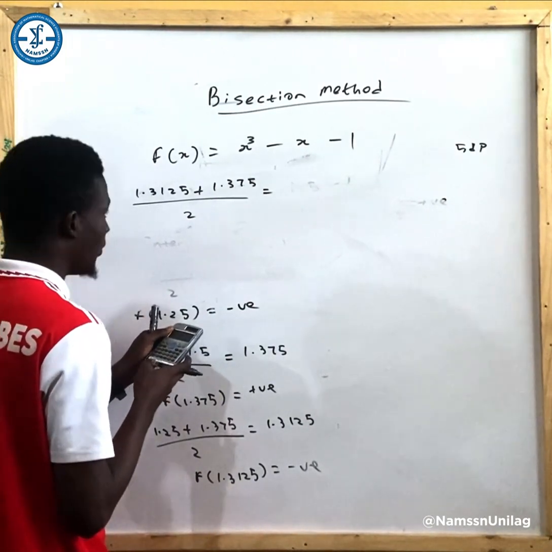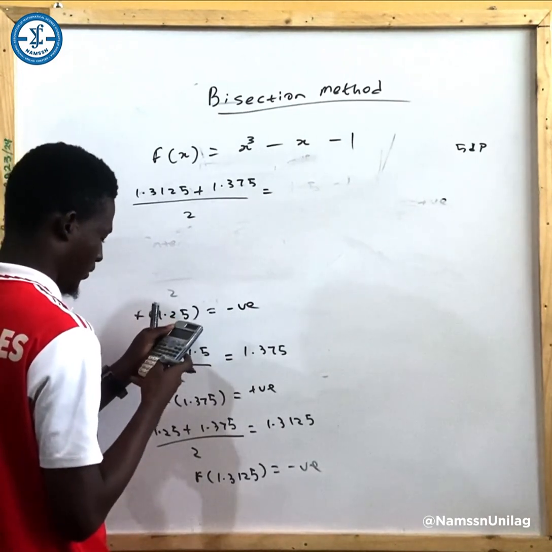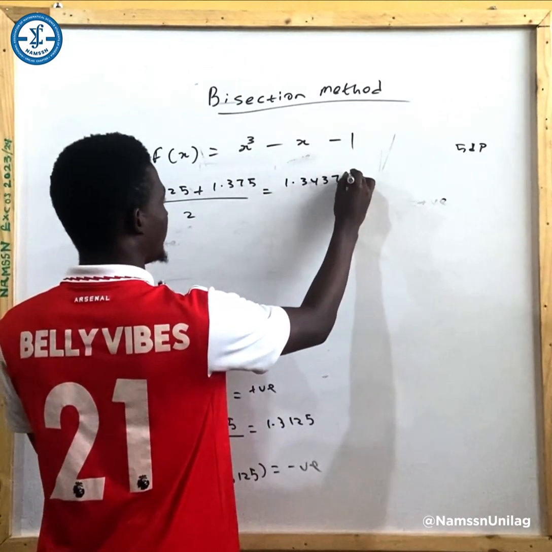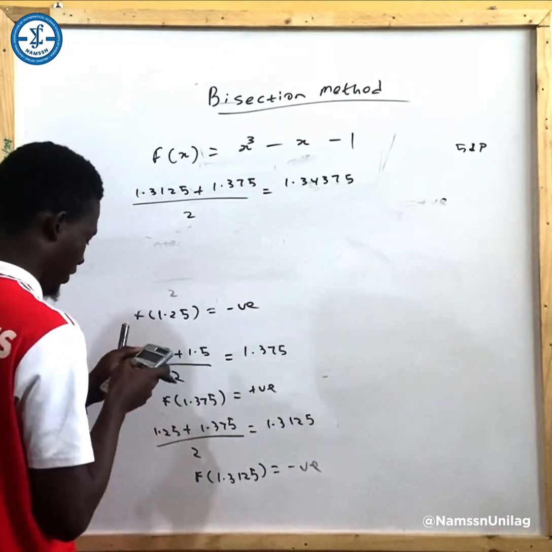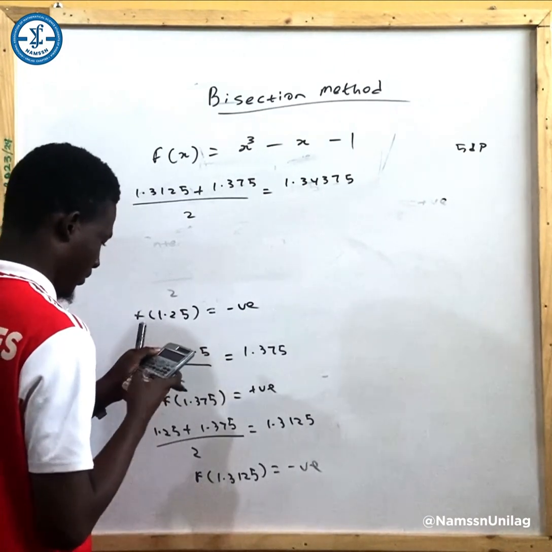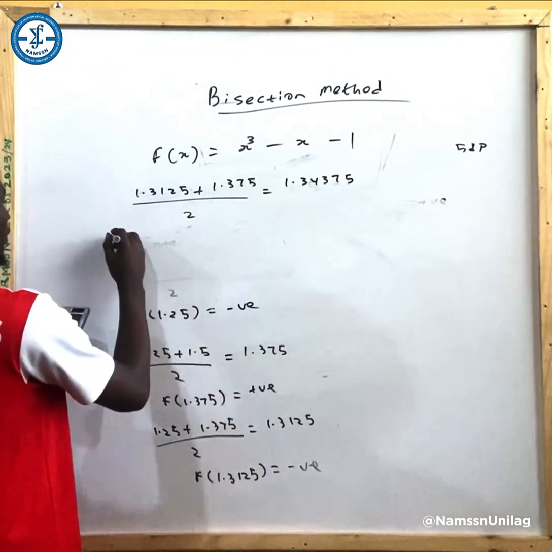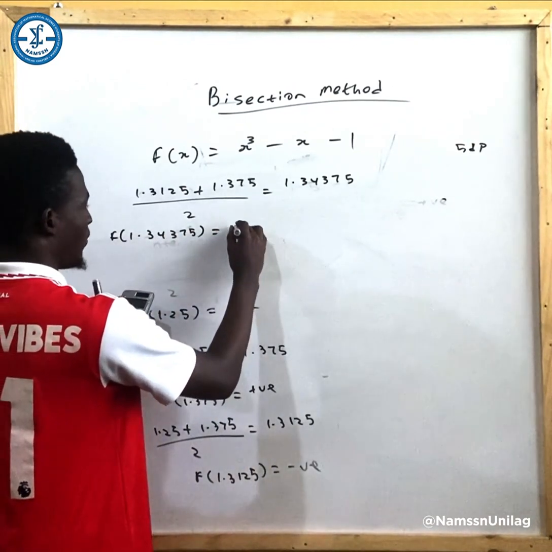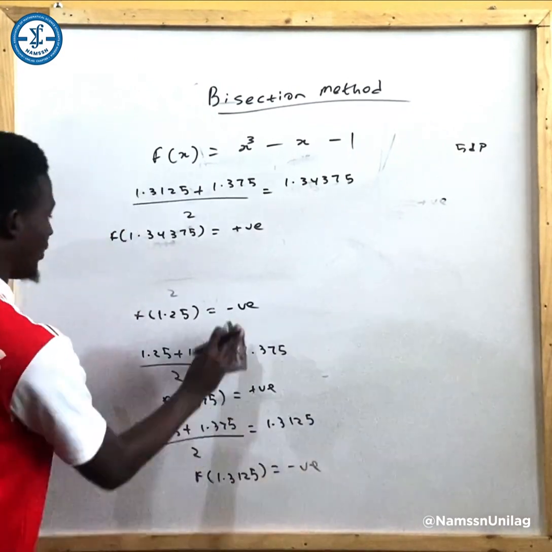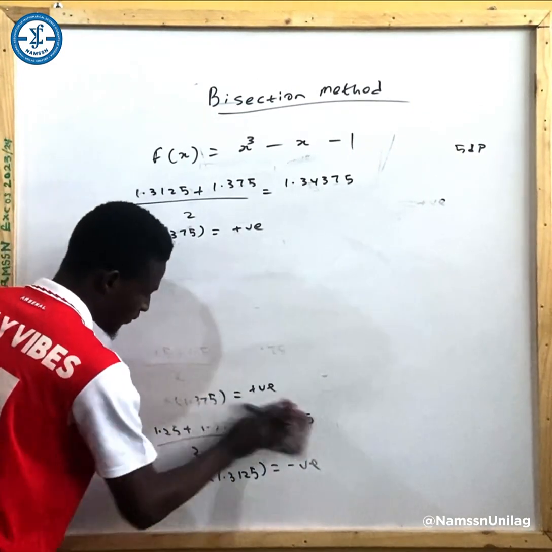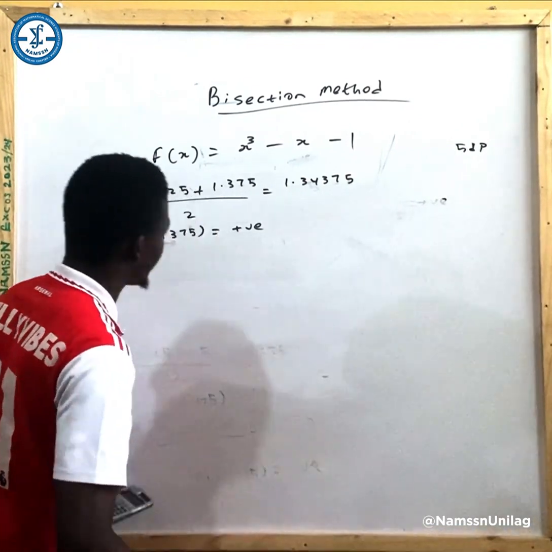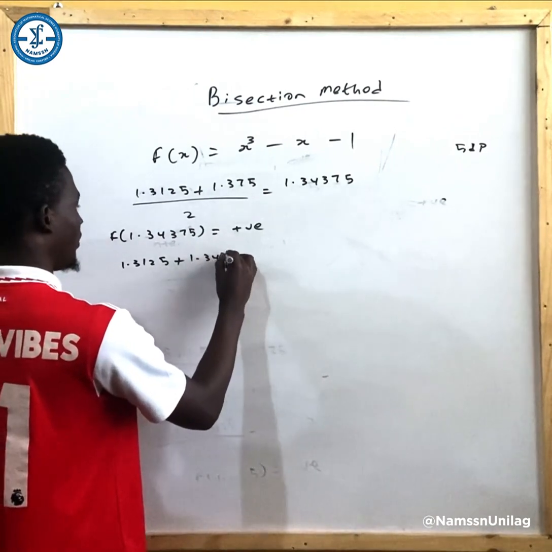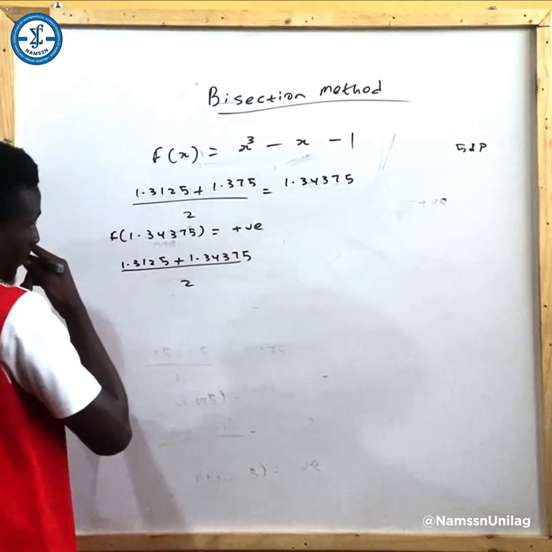You do 1.3125 plus 1.375. So you have 1.34375. So check. 1.34375 is positive. So you would replace again. So you have 1.3125 plus 1.34375 divided by 2.